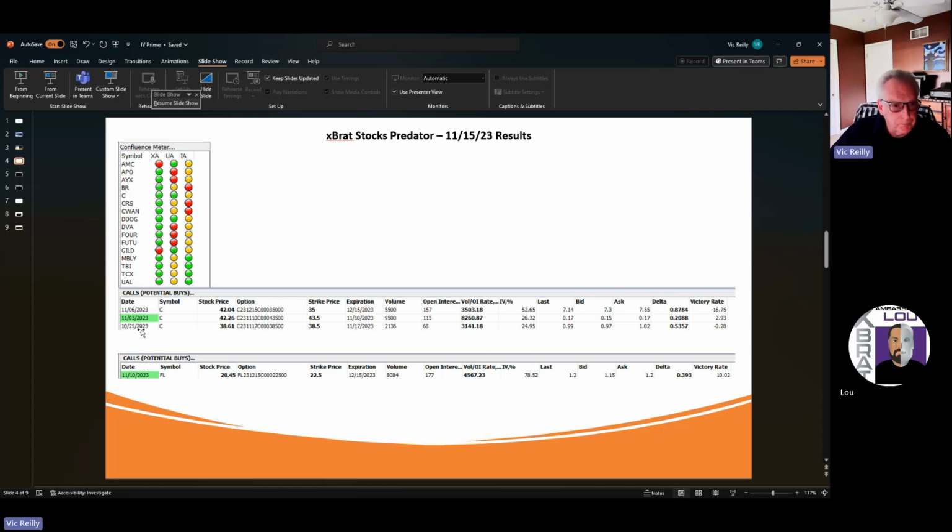Okay, so there are 3 different occurrences in the last 30 days or so where there's unusual activity. The one I'm going to be talking about in today's session ties around this December 15th, 2023 expiration date. So at the time, the stock was at 42.04, or at this time it's 42.04.